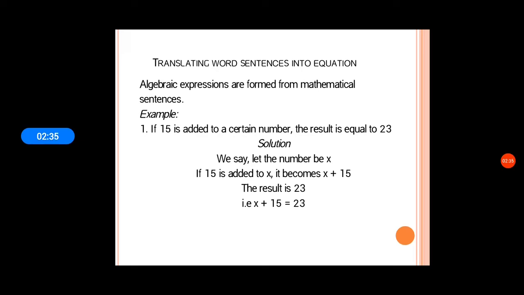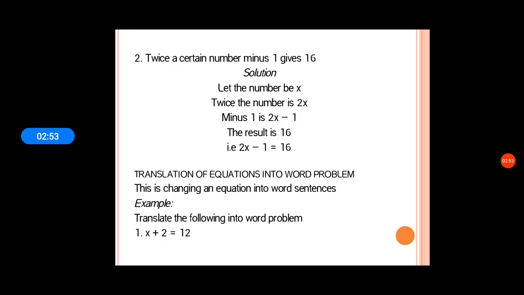Now listen, if 15 is added to X, it means x plus 15. The result is 23. That is, x plus 15 equals 23. From this, we have formed an equation. Let's move to the next example.